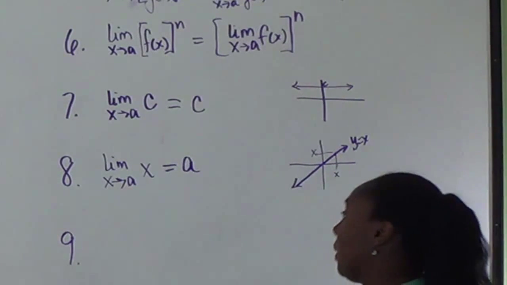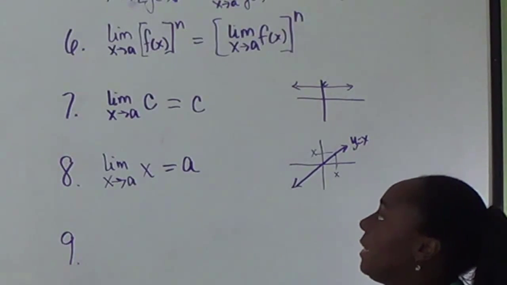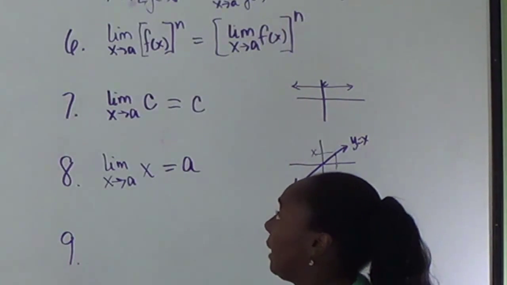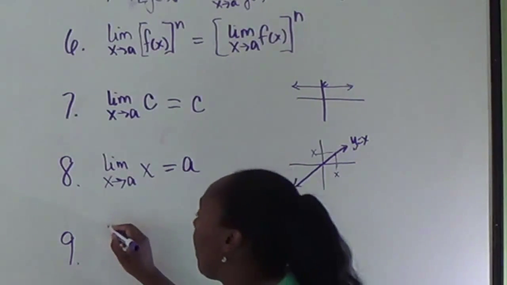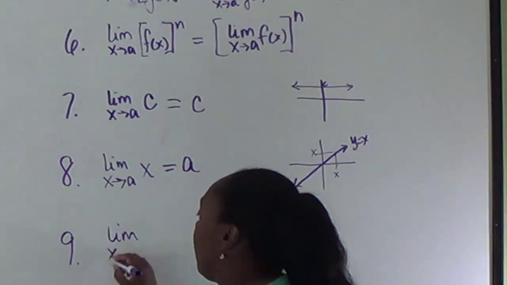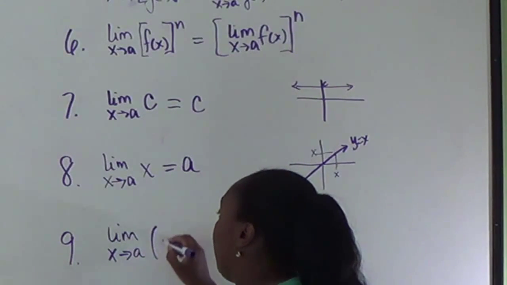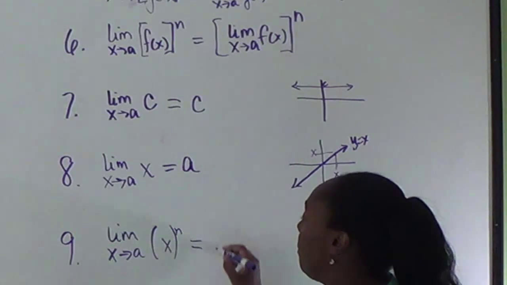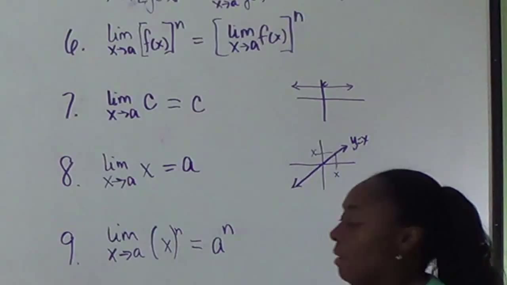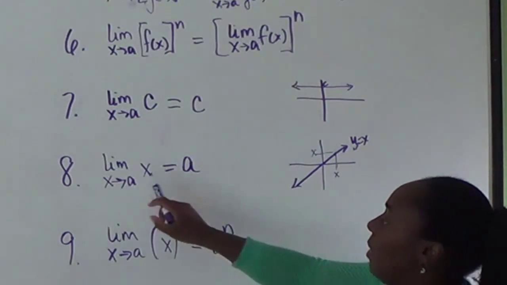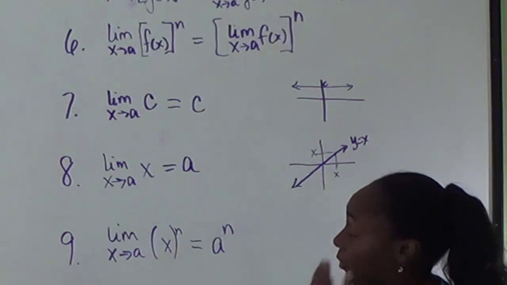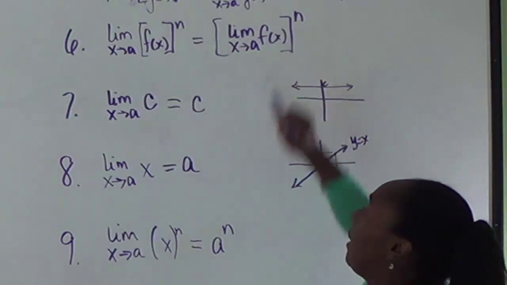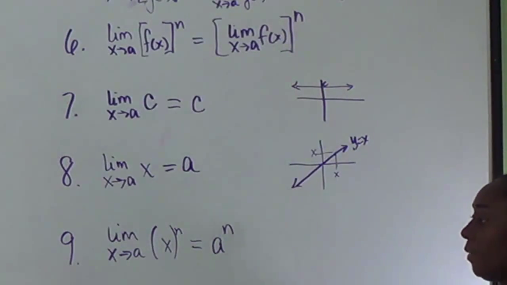And now we can combine some of these properties to create some more. So for example, if I look at property 8 and property 6, and I combine these, it says that if I look at the limit as x goes to a of x to the n, this is just going to be a to the n. Okay, so the x will give me the value of a, but then raising it to the nth power just means I'm raising a to the nth power.